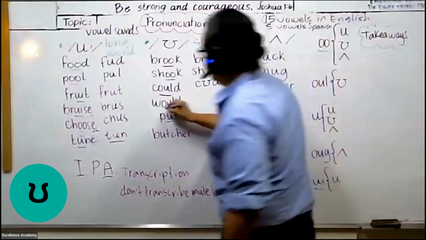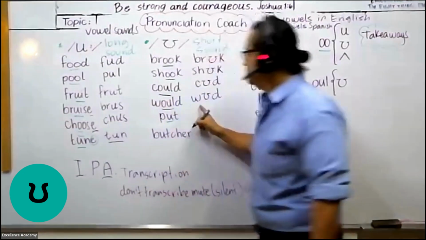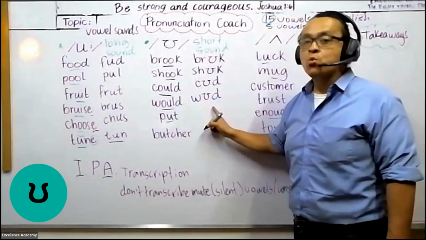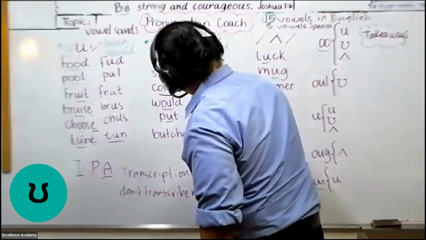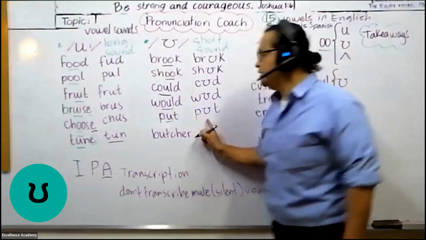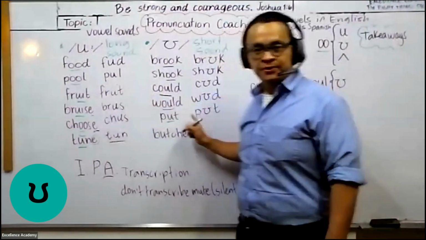Same thing here with would. We're going to put the W and the D. Would. Over here with put, it's a different vowel, so we'll put it here. Put. So it's not boot, it's put.